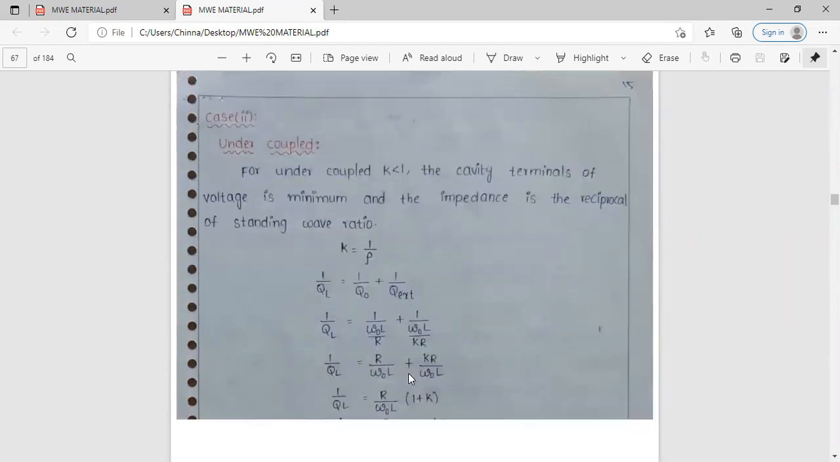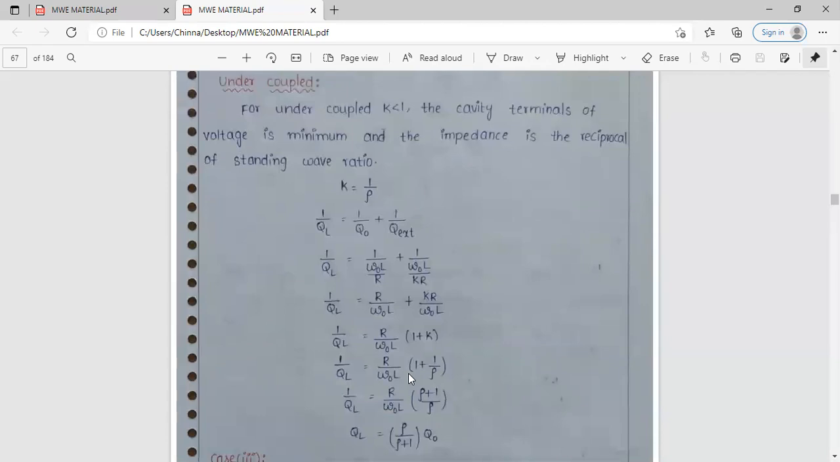So undercoupled వచ్చేసరికి for undercoupled K less than 1, the cavity terminal voltage is minimum. And impedance is the reciprocal of the standing wave ratio. So K is equal to 1 by rho. So 1 by QL is equal to 1 by Q naught plus 1 by Q external. So 1 by QL is equal to 1 by (W naught into L by R) plus 1 by Q naught.